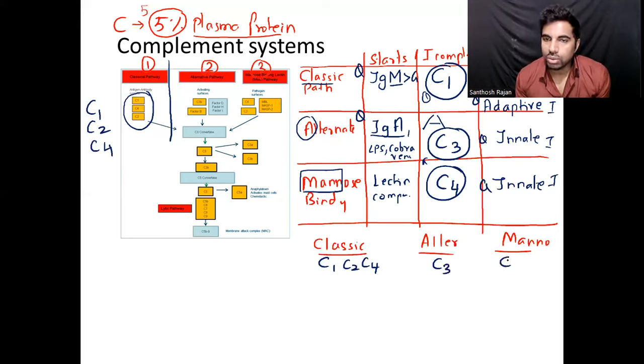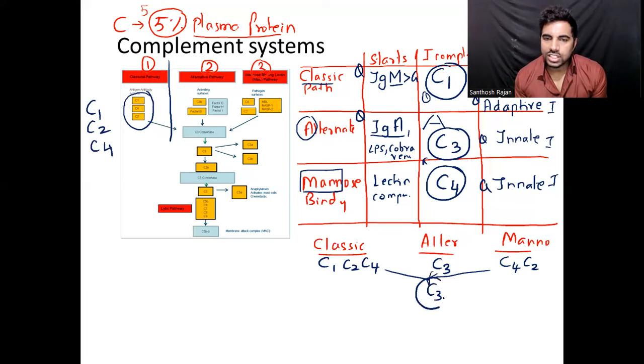Mannose may two things. I told C4 is the beginner, but here C4 is also there, C2 is also there. C2 also will come. C1 will not come. There is no C1, just C4, C2. Or you remember C2, C4. The first is, so I'm getting this order: C4, C2. Anyway, what is this called, the common pathway? It's C3 only. Got it?